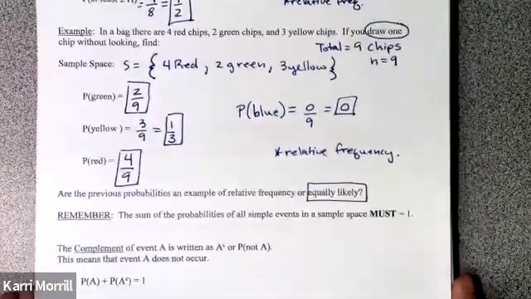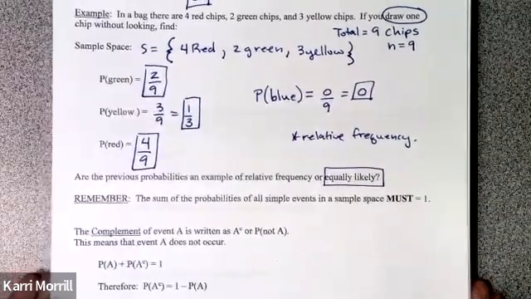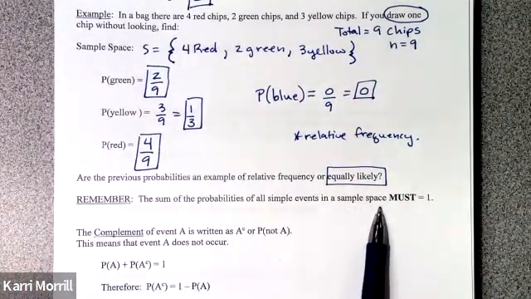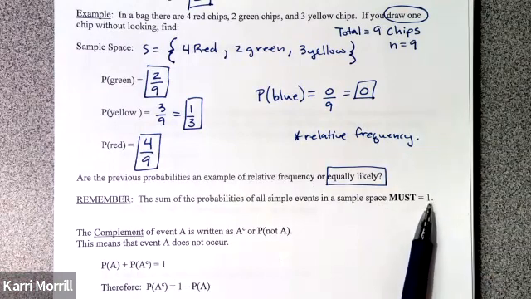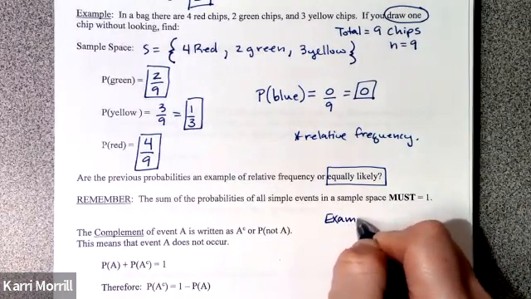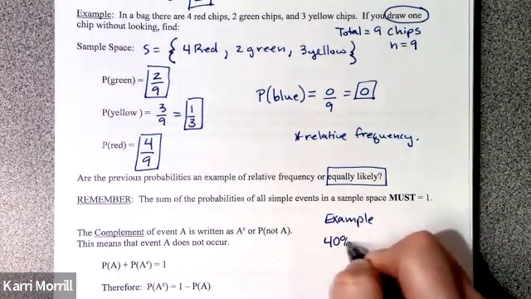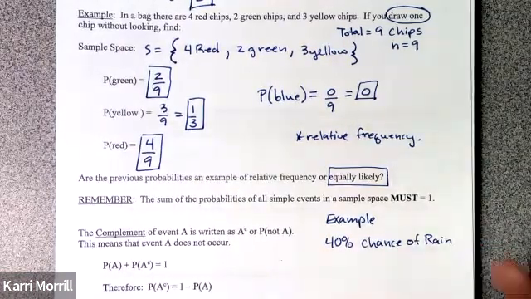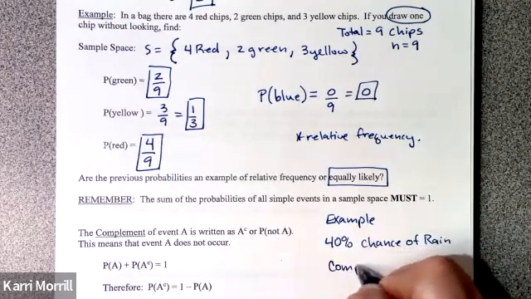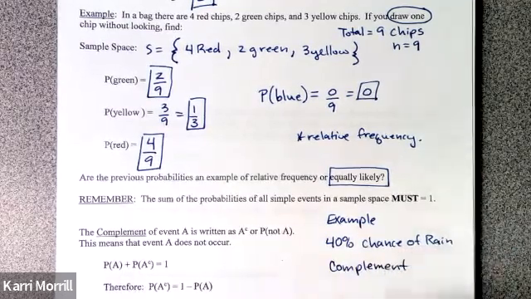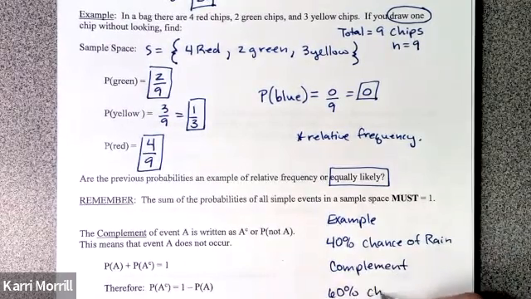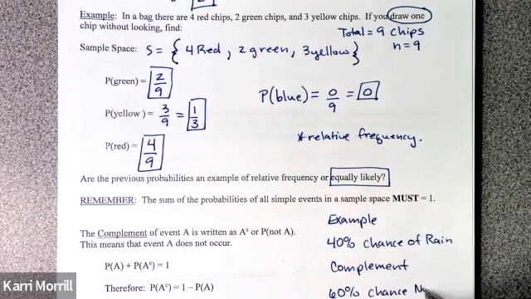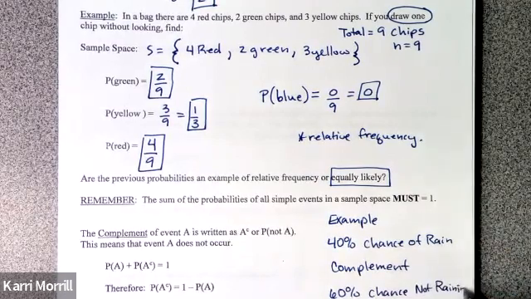Okay, so remember the sum of all the probabilities of a simple event in a sample space must equal 1. So it can add up to either 1 or 100%, depending on the way the number's given to you. And what this means is, for example, if there's a 40% chance of rain, then that means we're going to talk about the complement. Then that means that there's a 60% chance of it not raining, or a chance of no rain, right?